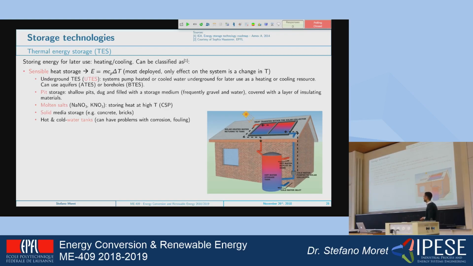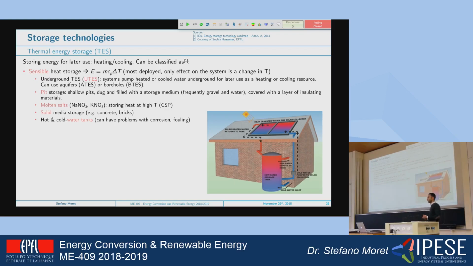The first one is what we call sensible heat storage. Again, the physics is pretty simple. We store energy based on the mass times the Cp of a given fluid times the delta T. Sensible heat storage means that we have only a variation in temperature in our fluid, we don't have changes of phase and so on.